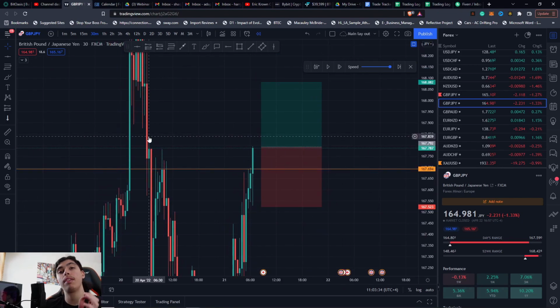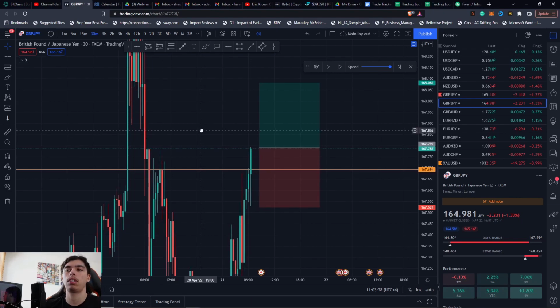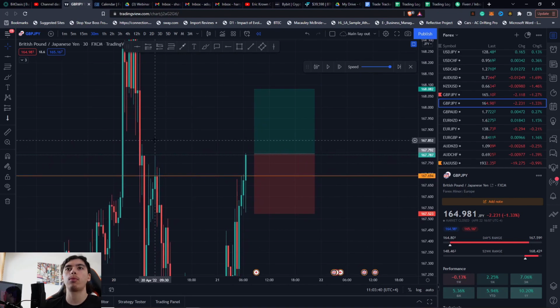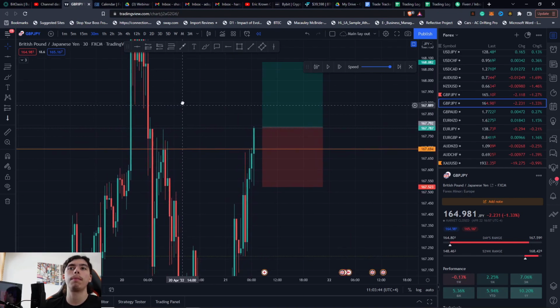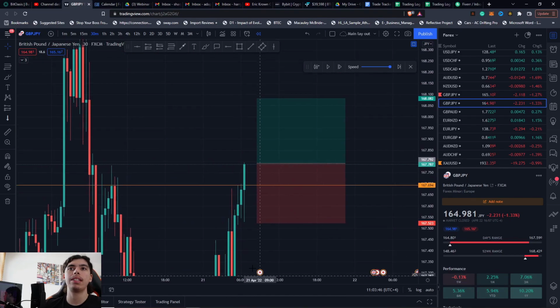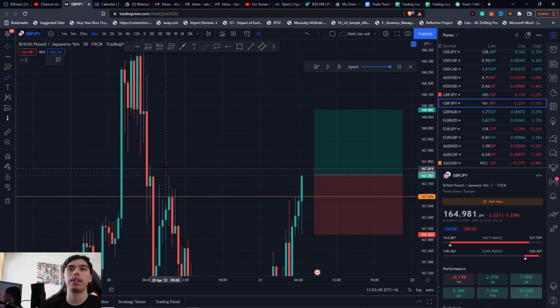Wicks are very, very important to get clean breaks of structure. And this is something I forgot to mention in the beginning of the video. But if you have wicks, you need price to close below the wicks. Many people get caught out and they see price closing above structure, but there's a wick.